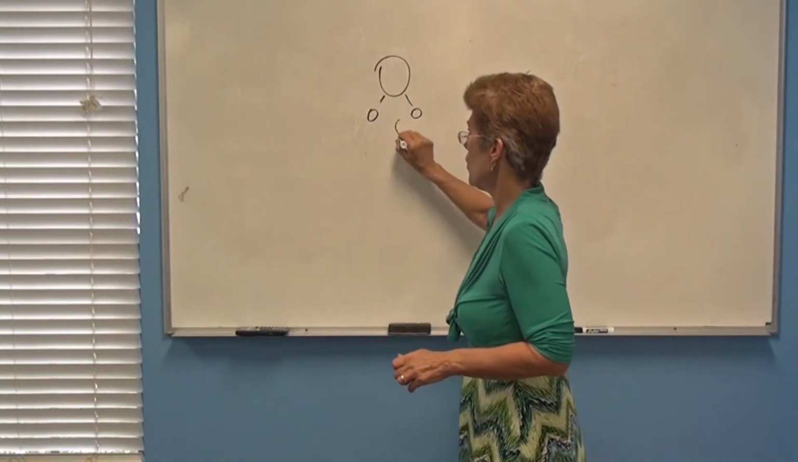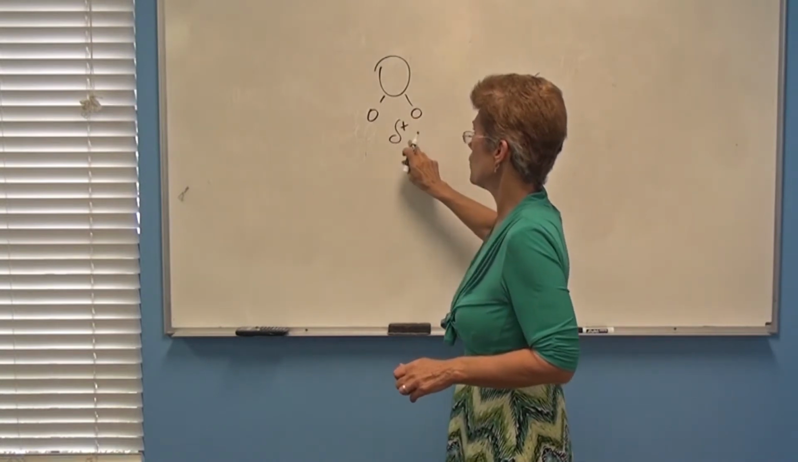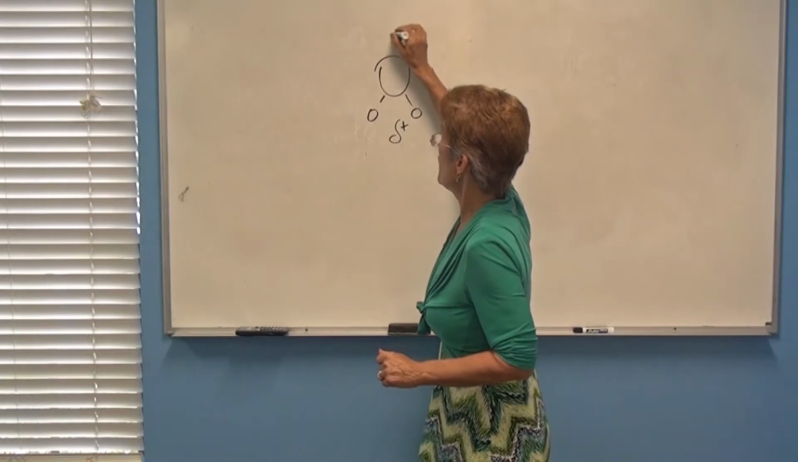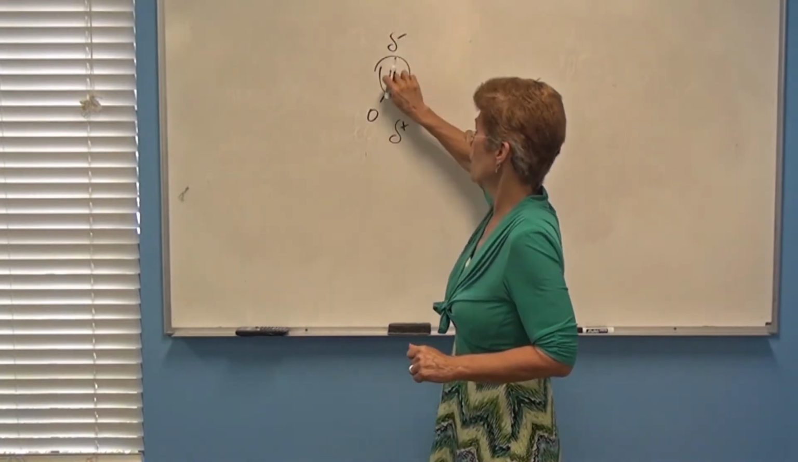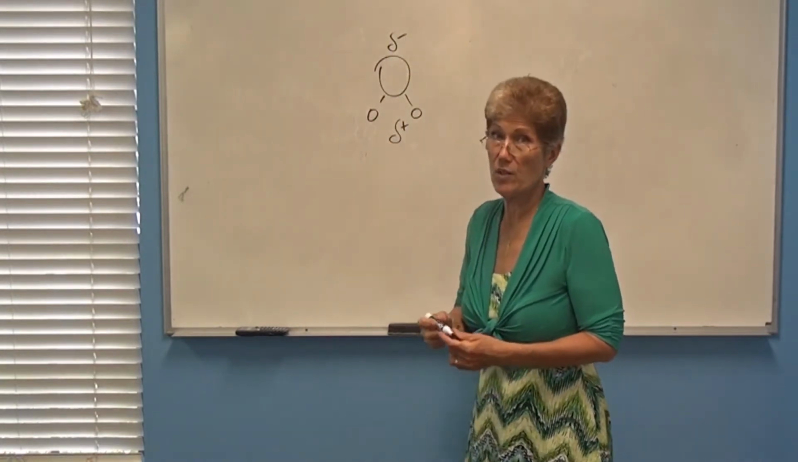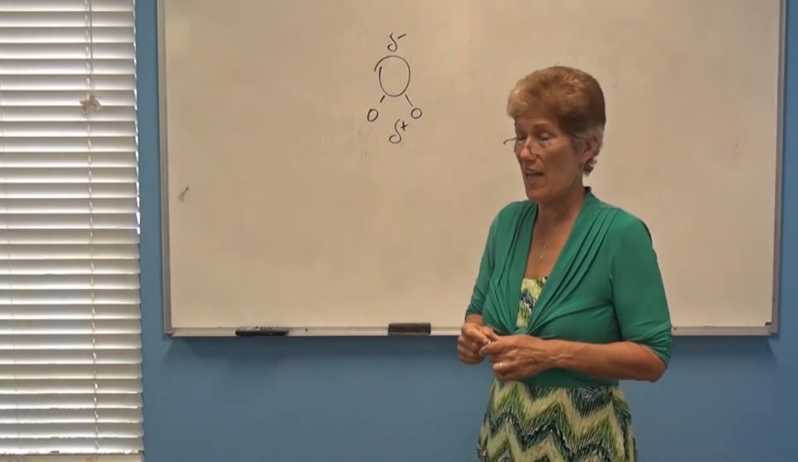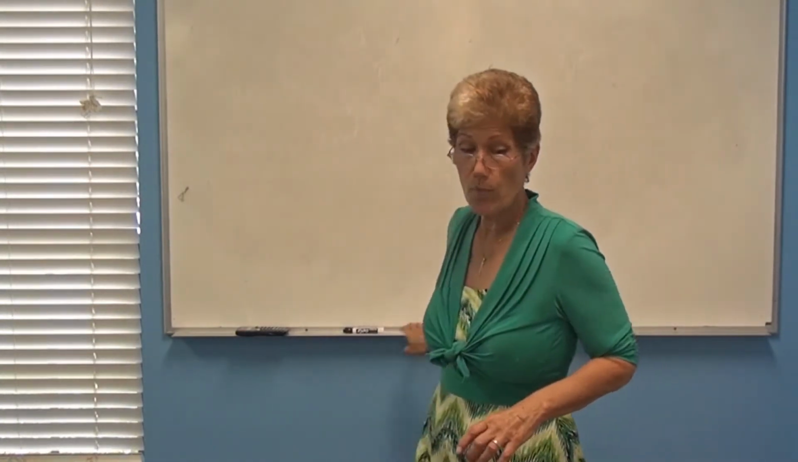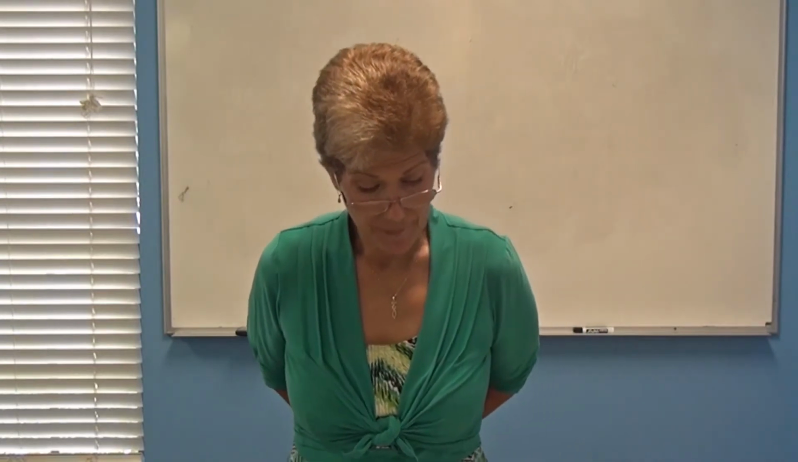This end of the water molecule is more positive, so it's going to be oriented toward the negative end of the other molecule. This end of the water molecule is more negative, so it's going to be oriented to the positive end of the other molecule. And so that's what's wrong with the picture, the water molecules are not oriented correctly.